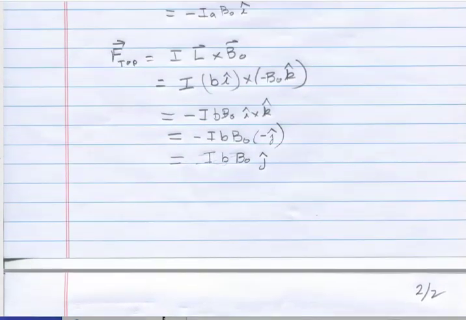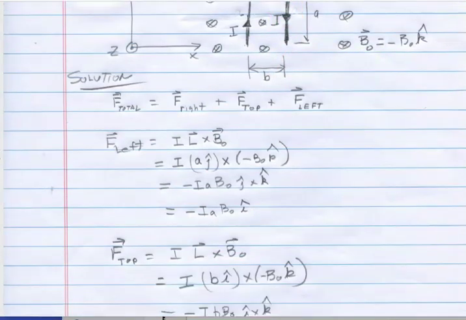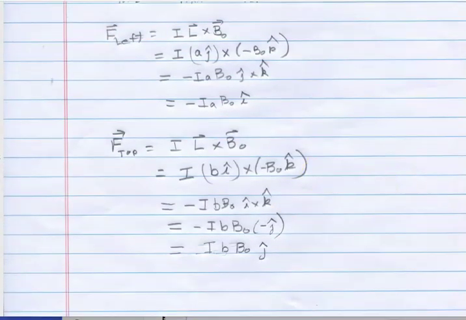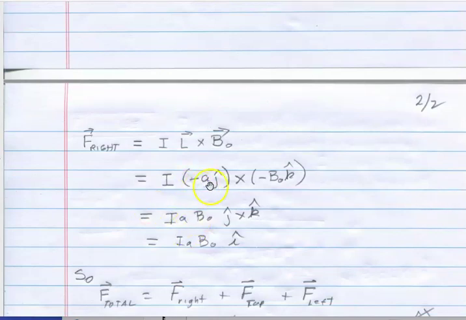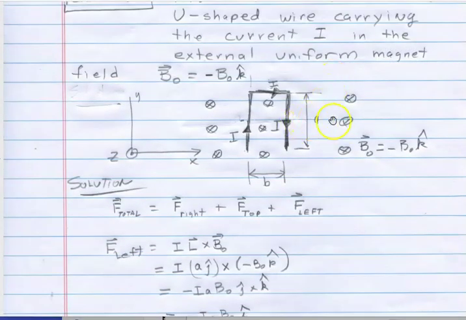And then finally the right side, that's over here. Notice now the L vector has length A and it's going in the minus j hat. B is the same, that was given to us. A minus times a minus is a plus. I can pull out the I, A, and B naught all to the right, and I'm left with j hat cross k hat. And j hat cross k hat is i hat. i hat is in the positive x direction, so the force on this side is to the right. The force on this side, the left, is to the left. The force on the top is upward.